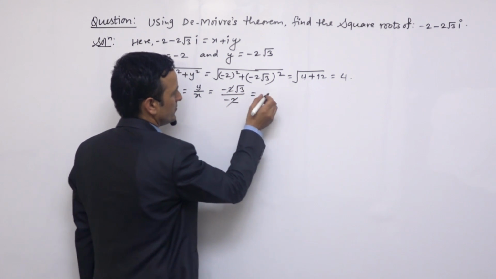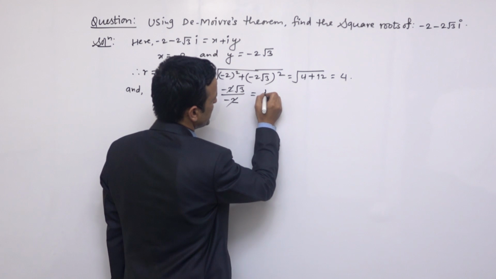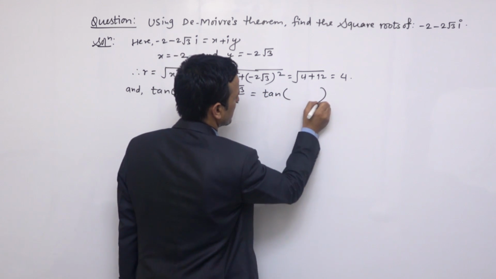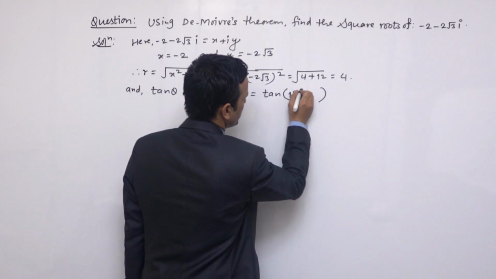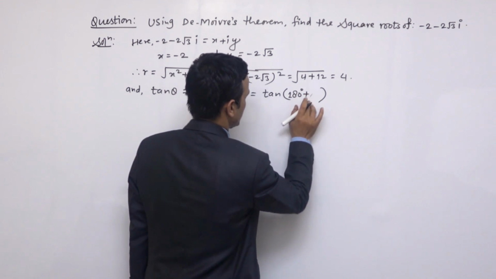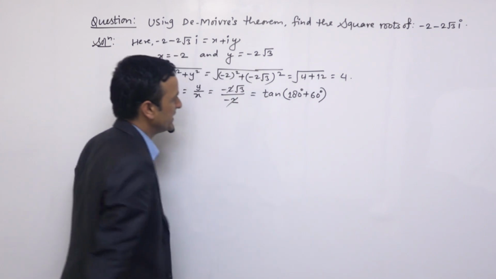So root 3 means it is tan of 180 plus theta. Theta means it is 60. Theta means it is 60 degrees.